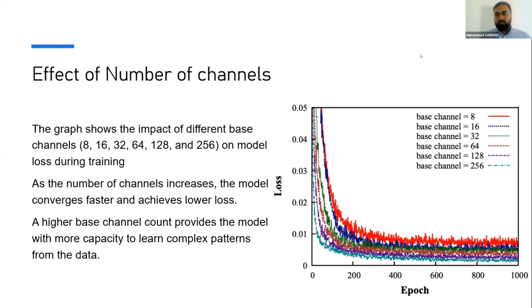This represents the average loss that is achieved after every epoch for all base channels from 8 to 256. So you can see from the graph that as the number of channels increases, the model converges faster and achieves lower loss, as a high base channel count provides the model with more capacity to learn complex patterns from the data. But as we know, by increasing the base channel, we are also increasing memory usage. So we need to take the usage of memory into account as well.